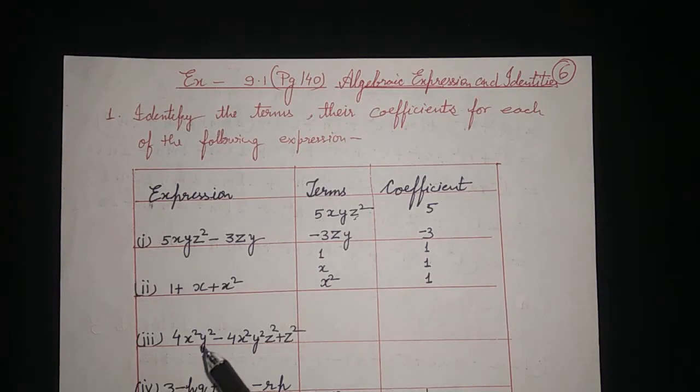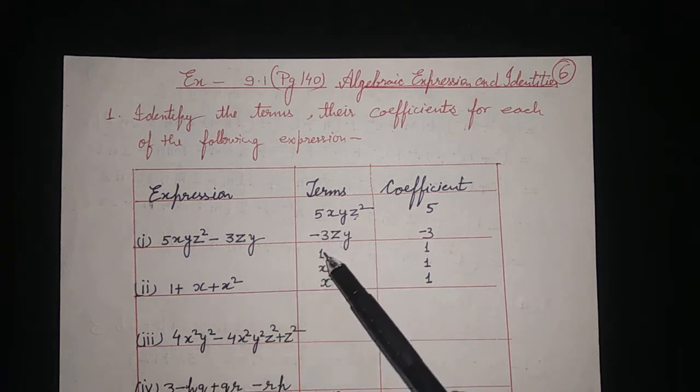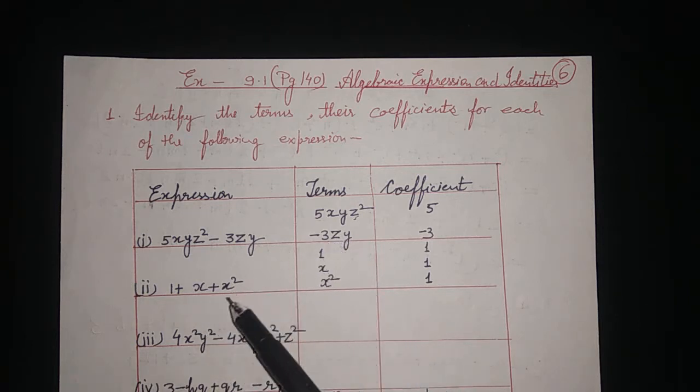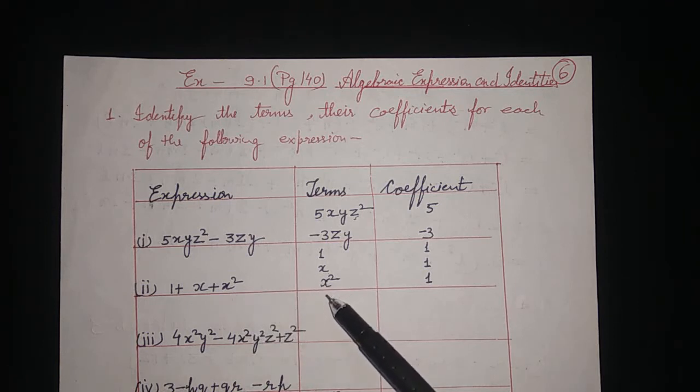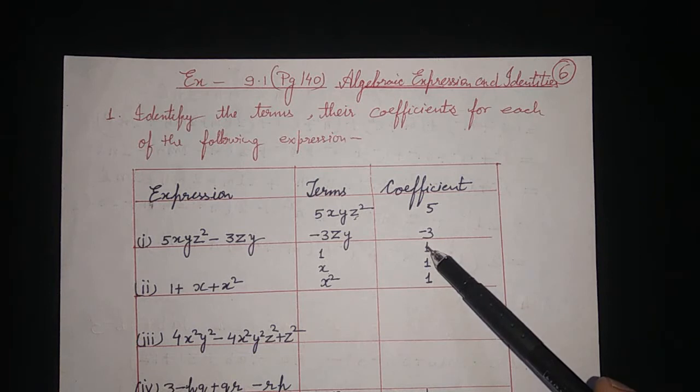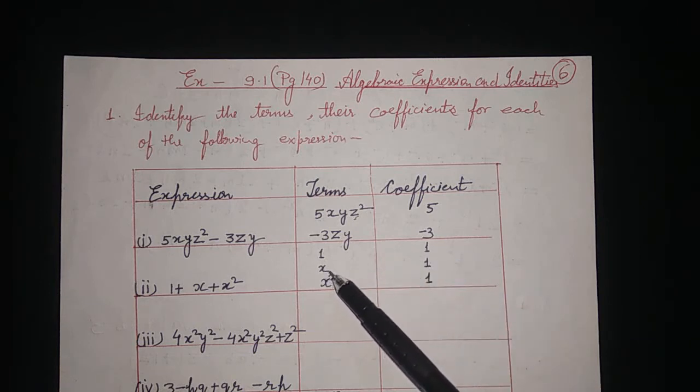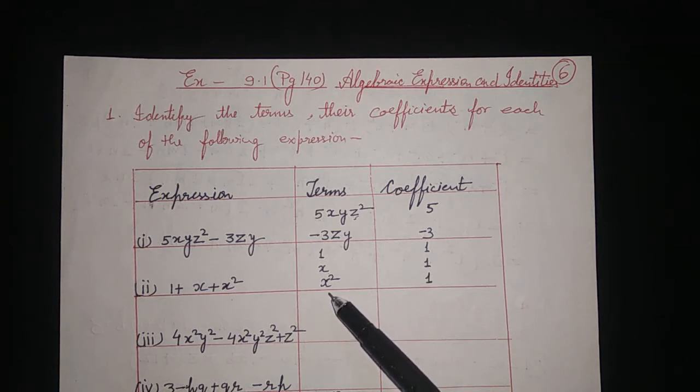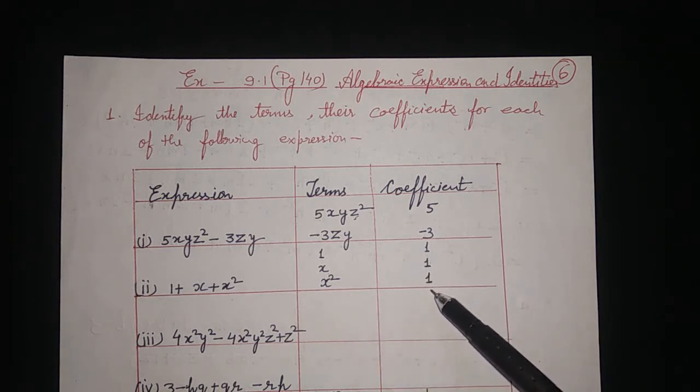Now see the second part of question number 1. Here the second part expression is 1 plus x plus x square. Here the terms are: first term 1, second term x and third term x square. And the coefficient of the first term is 1 only. The coefficient of the second term is 1 and the third term is x square and its coefficient is also 1.